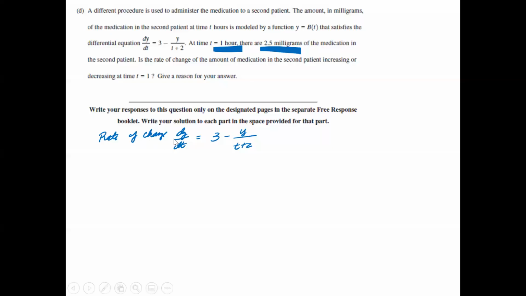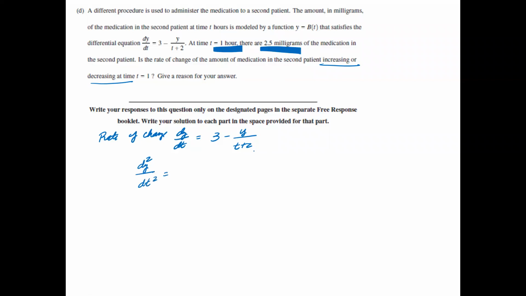And so this is the first rate of change, dy over dt. Because they want to ask you if it is going to be increasing or decreasing, you will have to find the second derivative to figure that part out. So I will have to go ahead and find d squared y over dt squared.